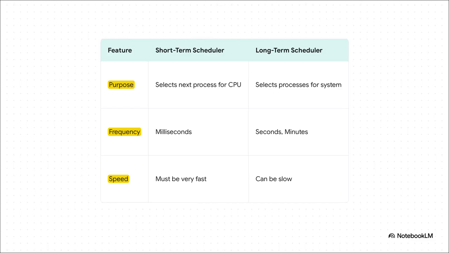You've got the long-term scheduler, who's kind of like a bouncer at a club, deciding which new processes get to come into the system. But the real star of the show is the short-term scheduler. This thing is the dispatcher, working on a millisecond timescale, constantly picking the next process to get a slice of CPU time. It has to be unbelievably fast to maintain that multitasking illusion.